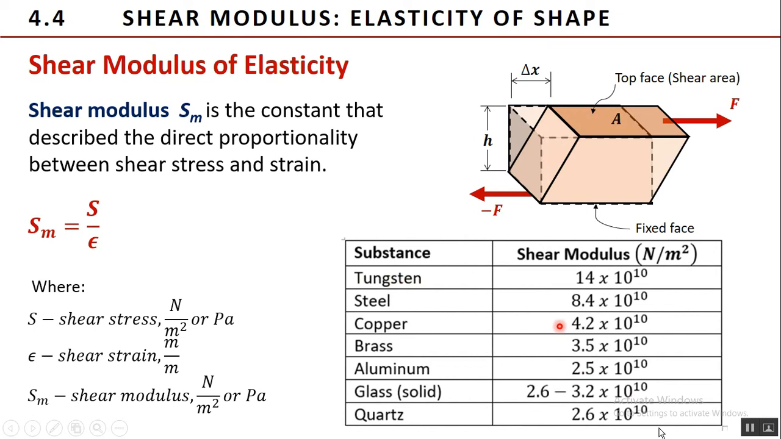The table below shows the values of shear modulus for different substances. Among these substances, tungsten is the strongest material to any shear deformation.